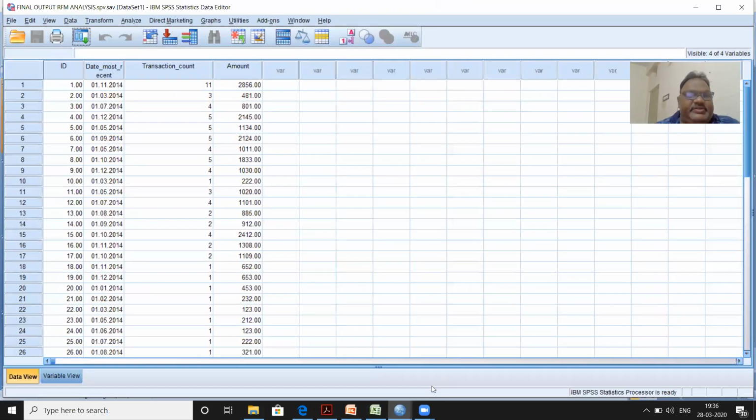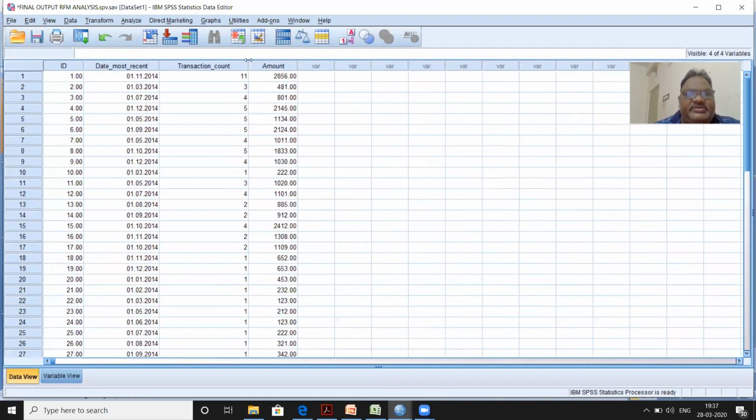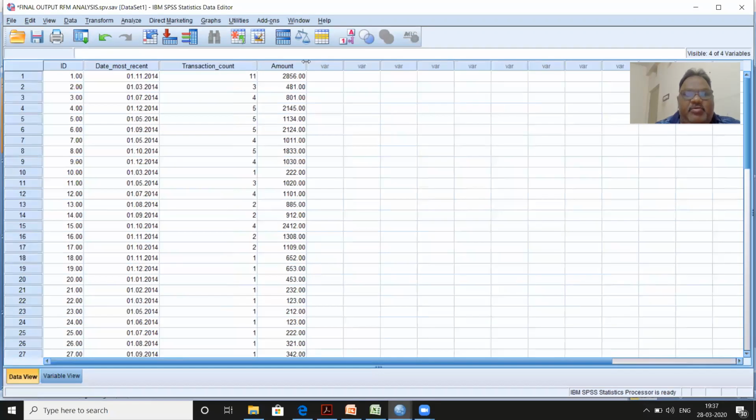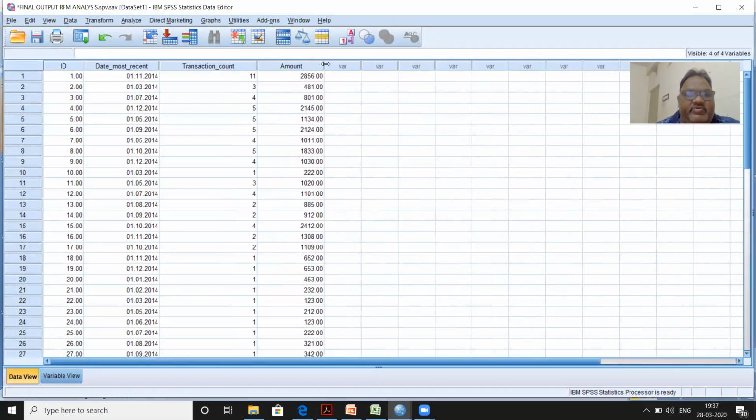Again, this is our data set. This is your ID that is given. Date: that means the most recent purchase, transaction count, number of times you visited, and the amount of money they spent. These are the data we are having. Now the question arises: how to analyze the data through RFM and how this analysis can be solved.